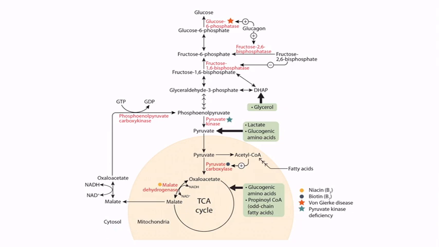The first step is the conversion of pyruvate to oxaloacetate through the enzyme pyruvate carboxylase. Notice that this reaction occurs within the mitochondria. The cytosolic pyruvate, right here, can enter the mitochondria through a facilitated transport protein. Once in the mitochondria, pyruvate can then be converted into oxaloacetate.